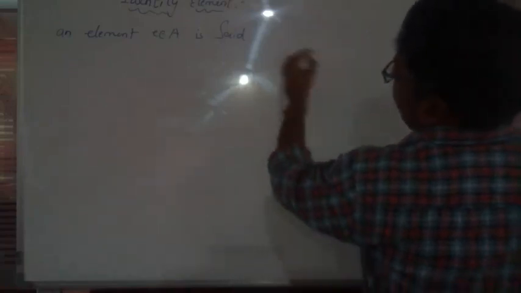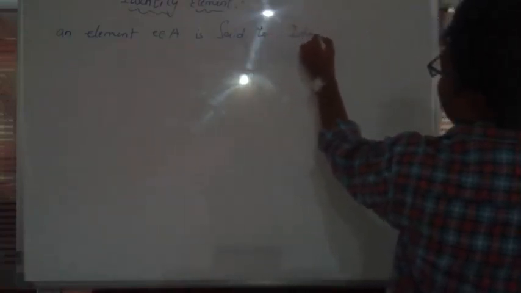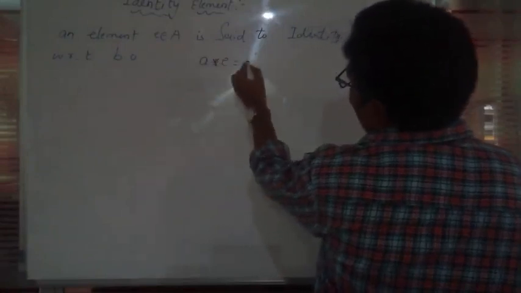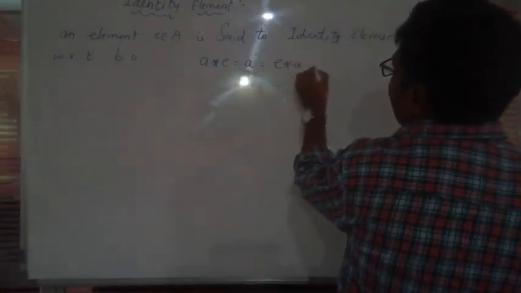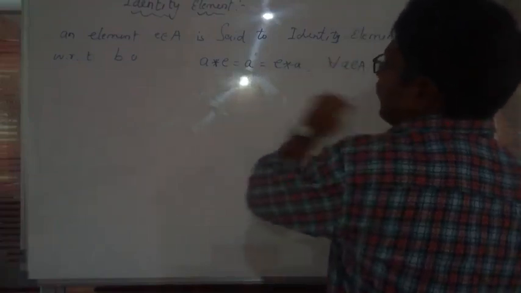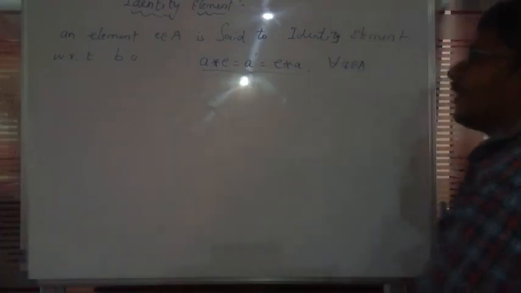An element e belongs to A is said to be an identity element with respect to a binary operation when it is possible that a star e is equal to e star a is equal to a, for all a belongs to A. This is the definition of the identity element.